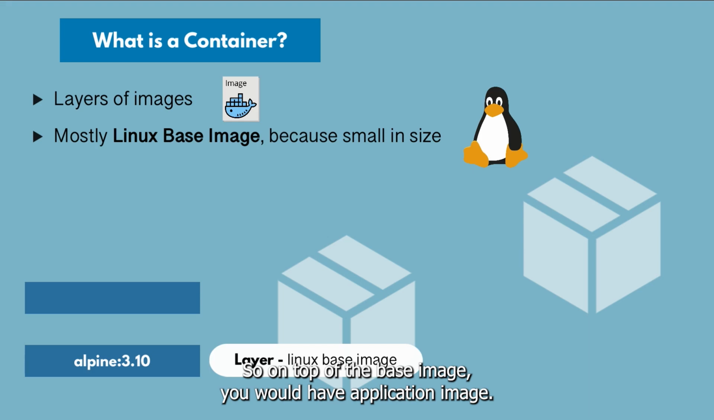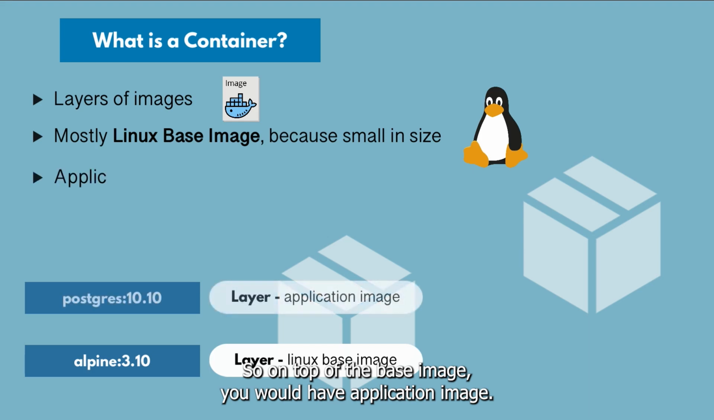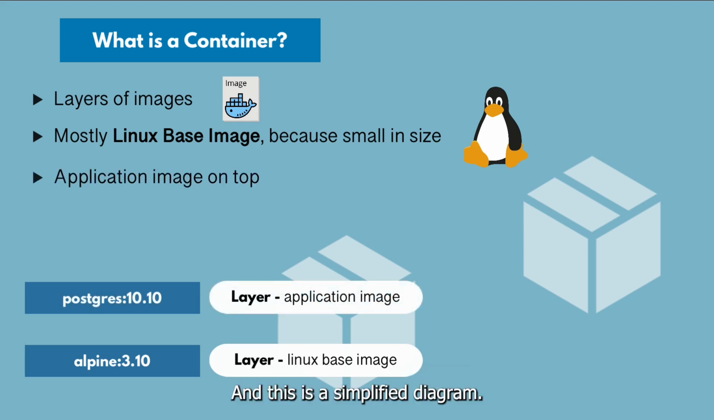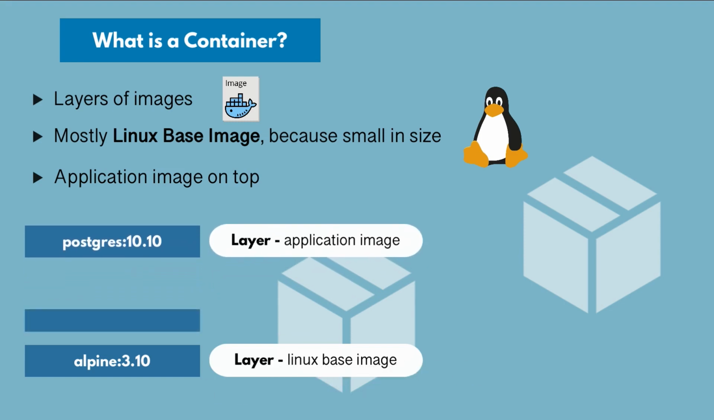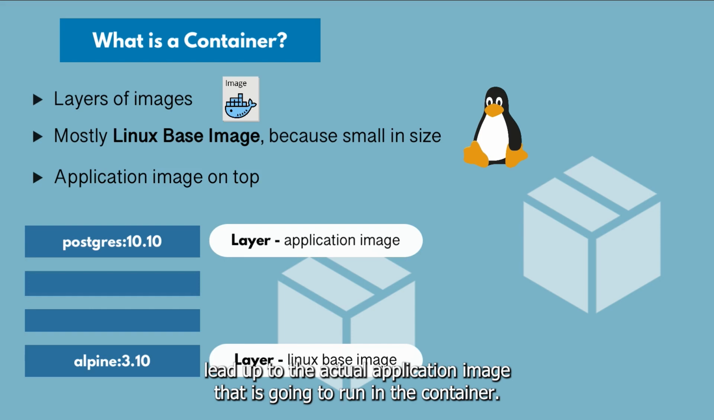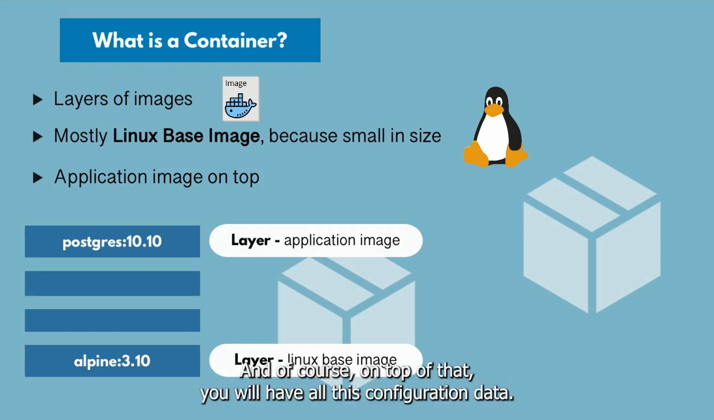So on top of the base image, you would have the application image. And this is a simplified diagram. Usually you would have these intermediate images that lead up to the actual application image that is going to run in the container. And of course, on top of that, you will have all this configuration data.